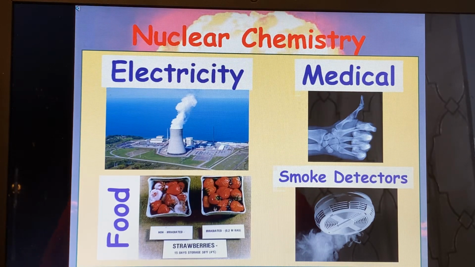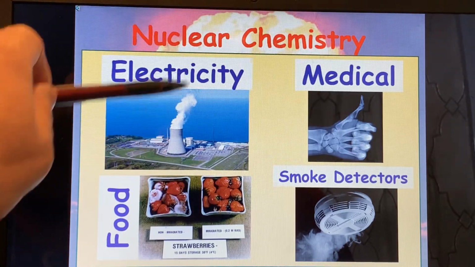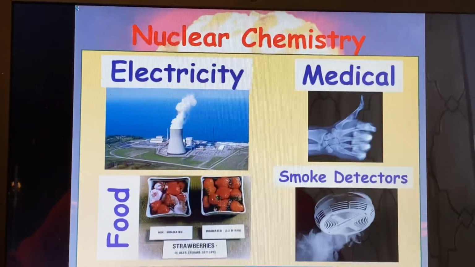How's it used? It's used to make electricity. You've seen that top left picture up here. That's an actual picture of the nuclear power plant up in Oswego. Some people are familiar with it. If you've been out on the water in Oswego, you see this thing with the big white smoke coming out of the top. That white smoke is just water vapor.